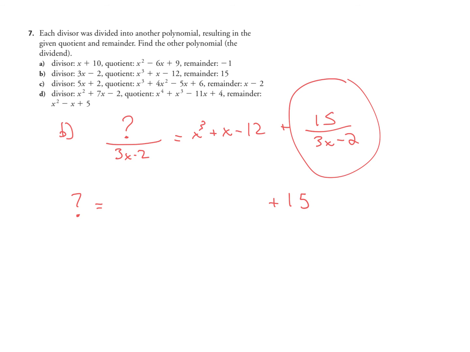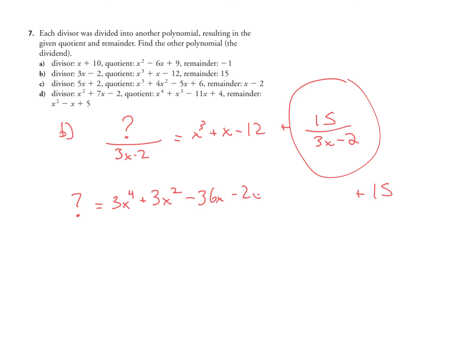So I just want to multiply the x cubed plus x minus 12 by 3x minus 2. So you're going to get 3x to the 4 plus 3x squared minus 12 minus 36x. Move this guy over. Plus 15.